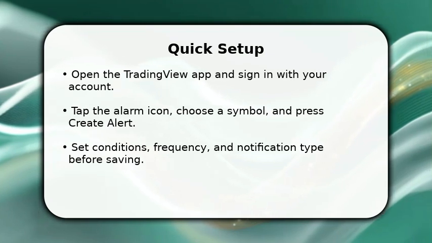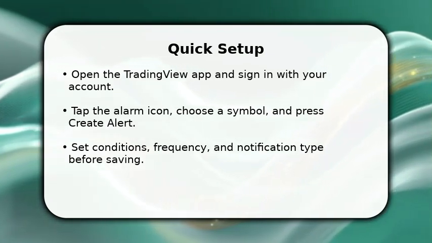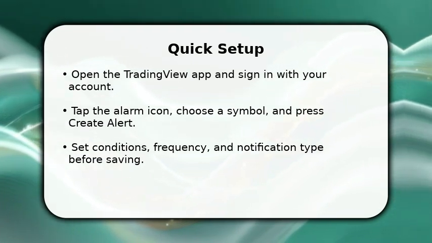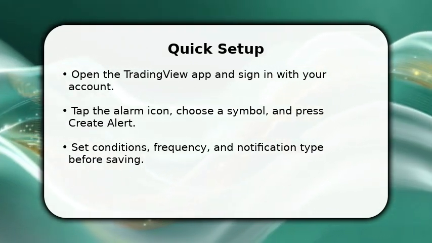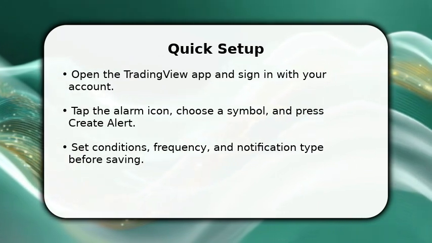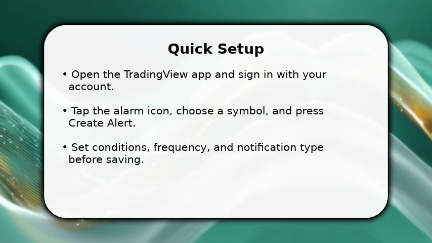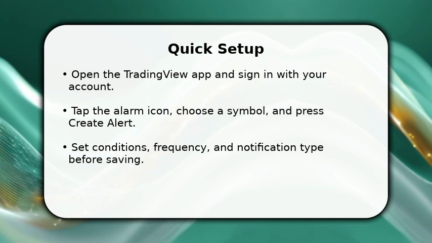Enjoy the video. In this video, I will show how to get TradingView alerts on iPhone updated. Open TradingView, tap the alarm icon, pick a symbol, set conditions and frequency, choose push notifications, and save the alert. Then open settings in the app, enable mobile push, and confirm notifications in iPhone settings.